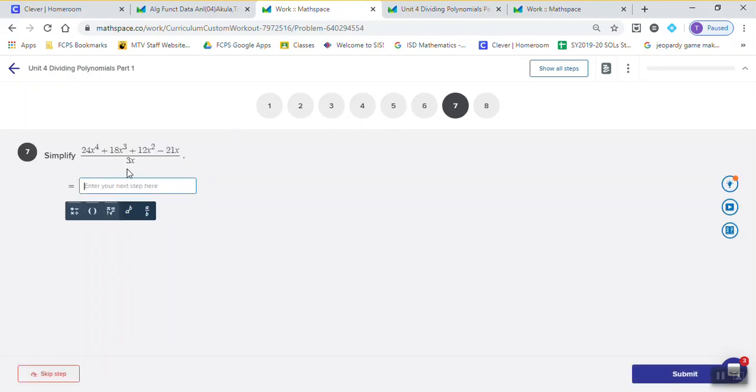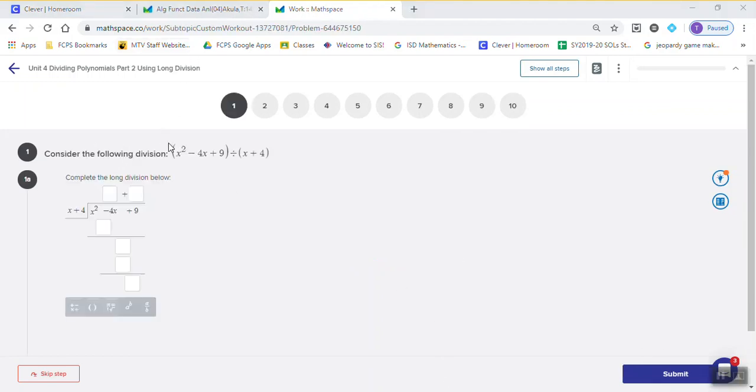And then the last two problems, even though there's a 3 and an x, remember this is still considered one term. So the previous video showed us how to divide by one term. But in this set of problems, you'll notice that the divisor has two terms in it, x and a 4. Remember, a term is anything that is being separated by an addition sign or a subtraction sign.